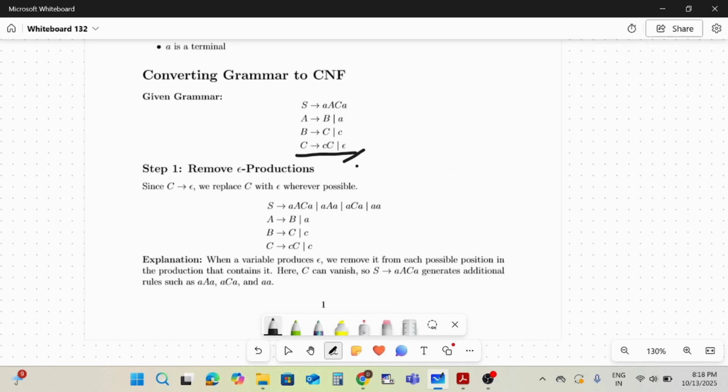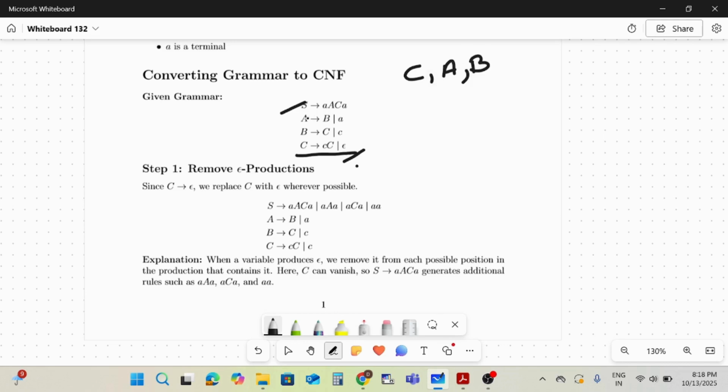So C is taking epsilon, no doubt. Similarly, from this you can see that S is taking A and C, so it will not derive epsilon alone, because it will anyhow terminate with terminals. Now A tends to B and B tends to C, C tends to epsilon. So A will also take epsilon and B will also take epsilon.